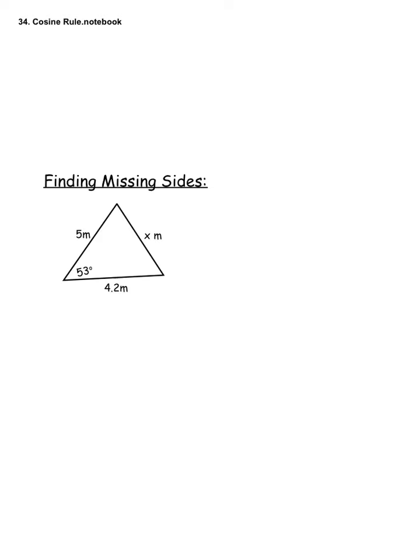Now cosine rule has two different forms, the form for finding an angle and the form for finding a side. Those can both be found in the formula sheet, so I'm not going to go over them in too much detail. In this example here we're looking for a side x meters, so it's the side length version of cosine rule we're going to use, and that is a squared is equal to b squared plus c squared minus 2bc cos a.